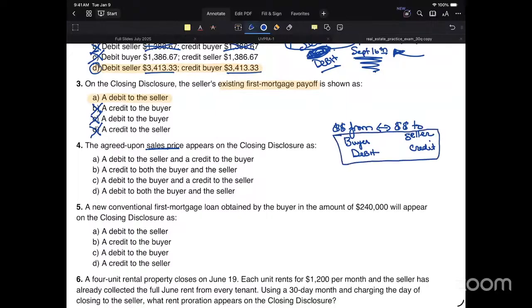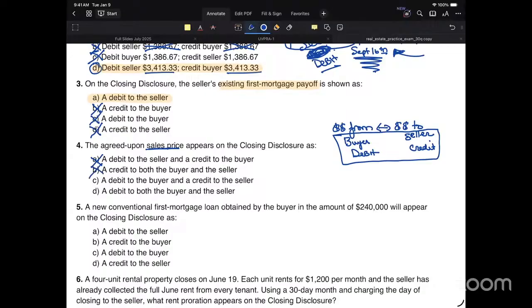Let's find the matching answer. A debit to the seller and a credit to the buyer. Well, no, we're not having the seller pay. The seller needs to receive their money so that they have a reason to give the buyer a deed. It's not A. A credit to both the buyer and the seller. Absolutely not. You're the buyer. You don't get money for nothing, that's not right.